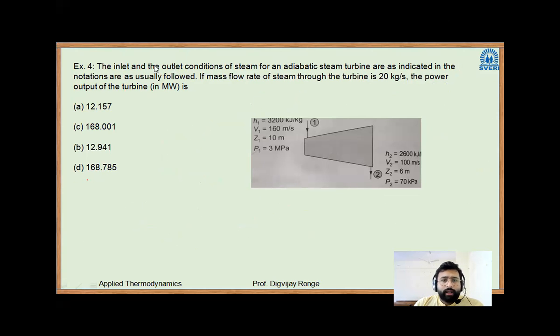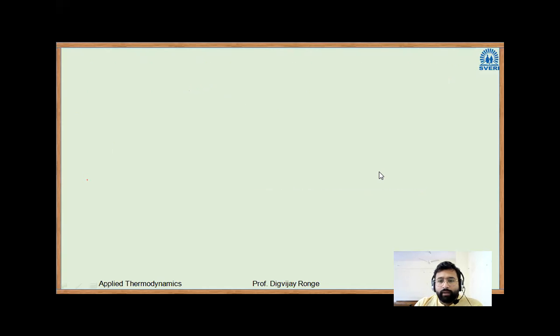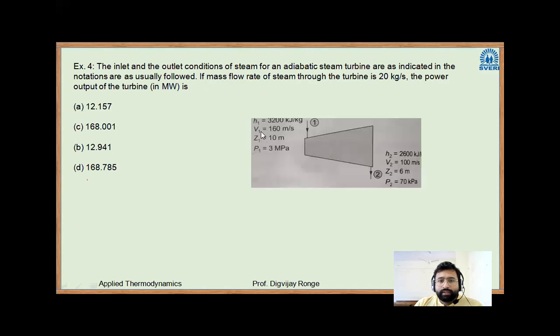Example number 4. The inlet and outlet conditions of steam for an adiabatic steam turbine are as indicated in the notations as usually followed. The mass flow rate of steam through the turbine is 20 kilogram per second. The power output of the turbine in megawatt is? So as you can see, there is a turbine. This is the inlet at 1. This is the outlet at 2. The conditions are given: enthalpy, velocity, height and pressure are given. You are asked to calculate the power output of the turbine.